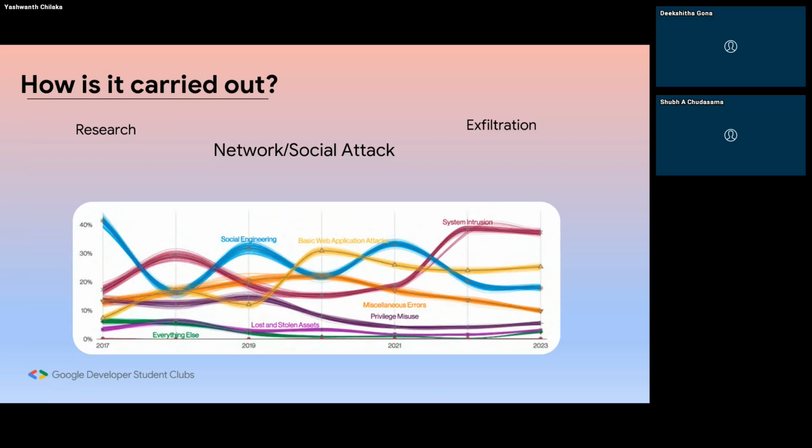As you can see, this is the trend of the attacks used by crackers recently, from 2017 to 2023. As you can also see, system intrusion is the highest among them, followed by basic web application attacks. Phishing, also known as social engineering attacks, is also one of these, and it is mainly done to fool you into causing a database breach of yourself or an organization if you work for one.